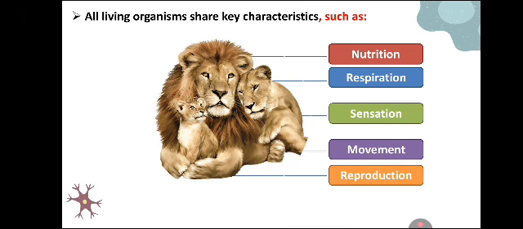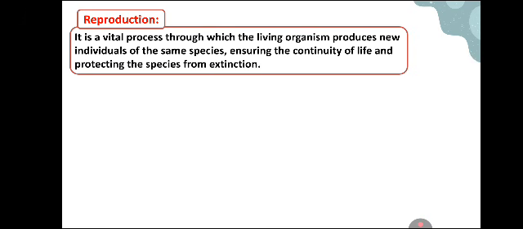In this lesson we are going to study reproduction. We know that reproduction is a process in which living organisms produce new individuals, give new birth. And we know that the function of reproduction is to prevent or protect living organisms from extinction. As you see here, the definition of reproduction: it's a process in which living organisms produce new individuals. These individuals help in the continuity of living organisms and protect them from extinction.